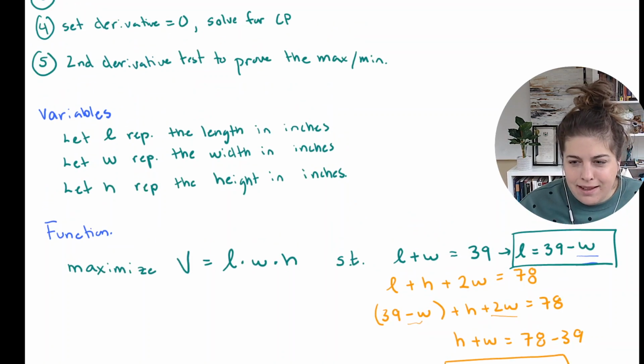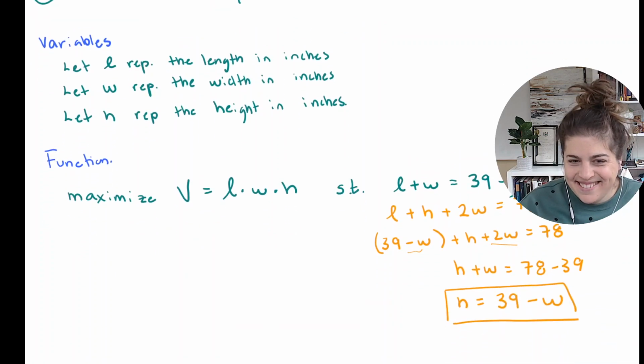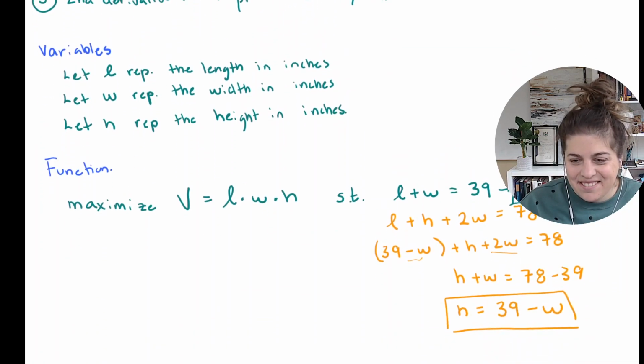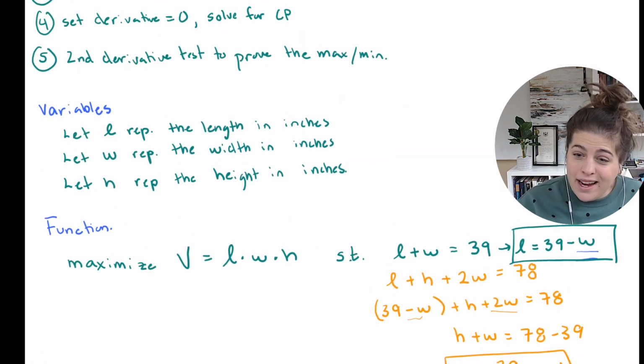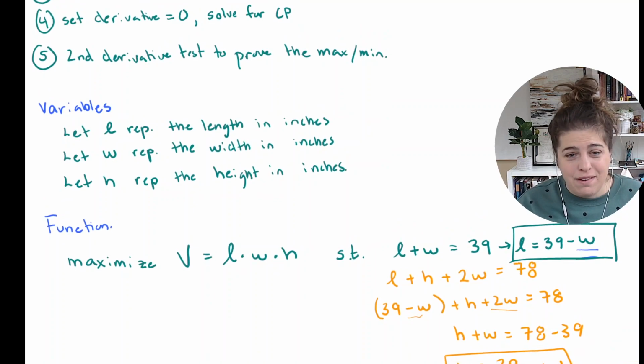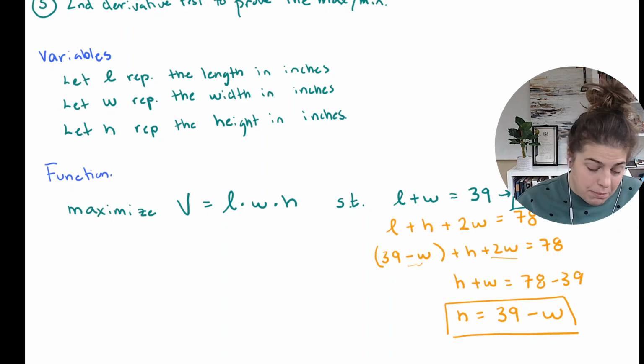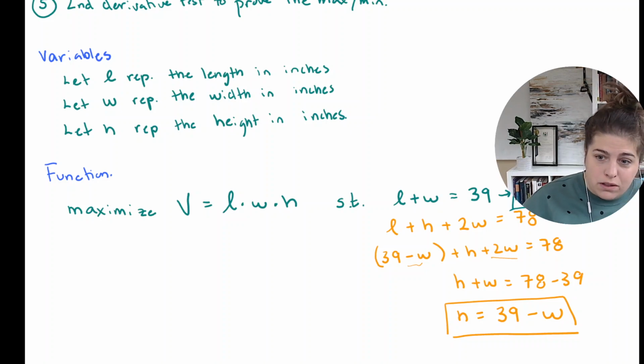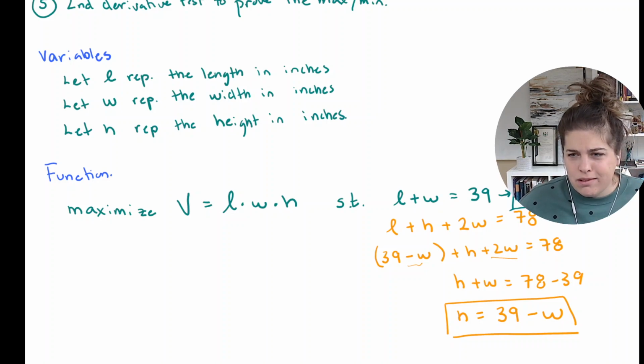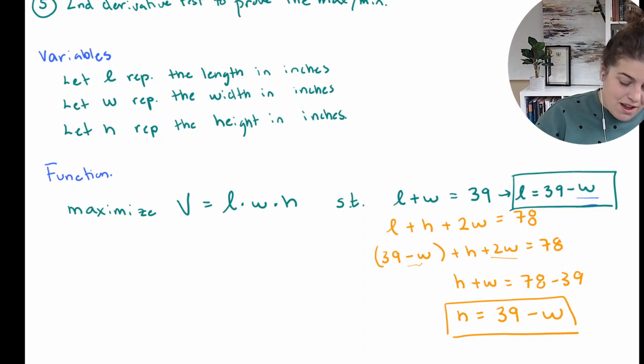This also tells me that L and H are equal to each other. Okay. Your answer will look different if you solved the whole question in terms of L or in terms of H, and that's okay. But the point here is that for our volume equation, for our length, we're going to use 39 minus W.